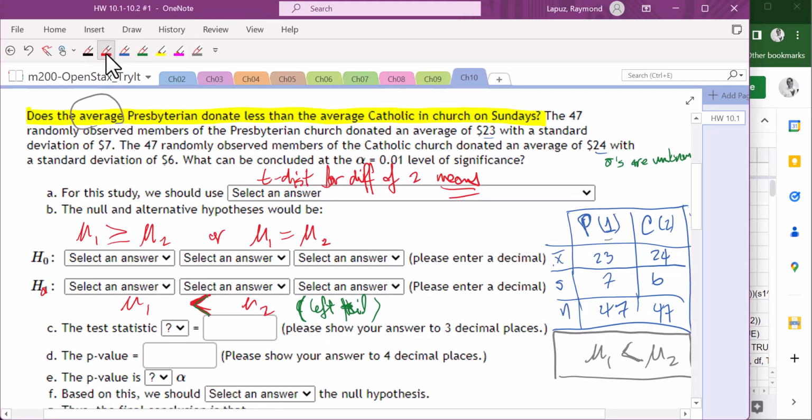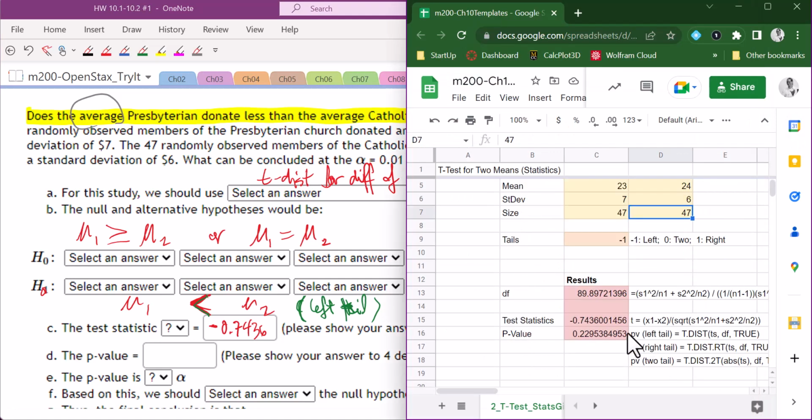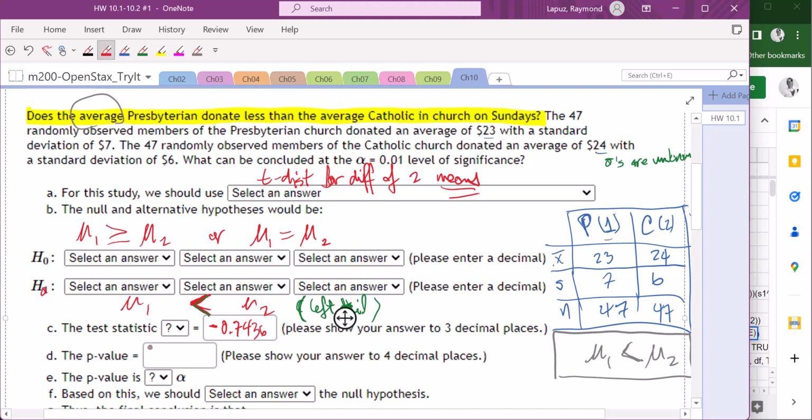So let's put that information down. We got our test statistic, and interestingly, it is a negative number, and that probably shouldn't be a surprise because this is a left tail test. We should see stuff happening on the left side. Our p-value calculation, by the way, uses the t-distribution and then uses the degrees of freedom that was calculated up here. And so that's how they got the p-value, and that turned out to be 0.2295.